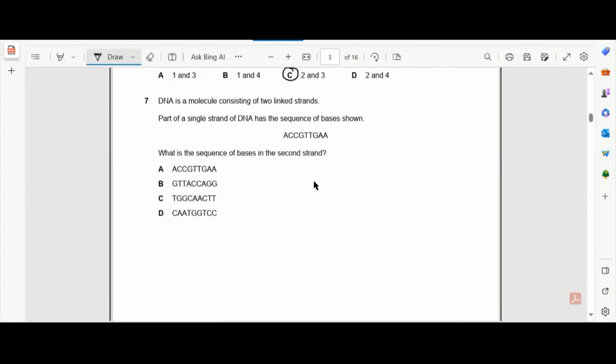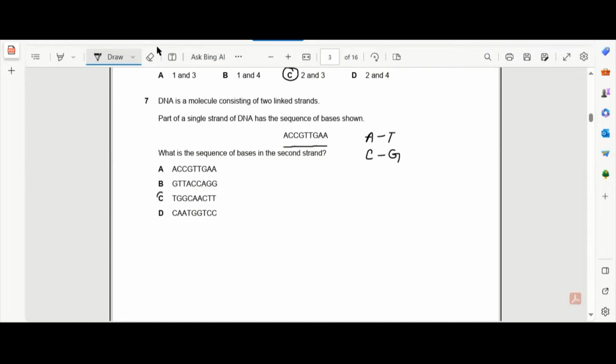7. DNA is a molecule consisting of 2 linked strands. Part of a single strand of DNA has the sequence of bases shown. What is the sequence of bases in the second strand? Imagine that here is the second strand. So opposite of A, we will have T, since A and T bind according to the base pairing rule, and C and G bind together. And since there is A, we will have T first.